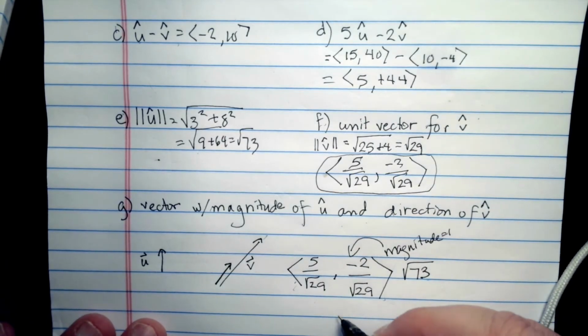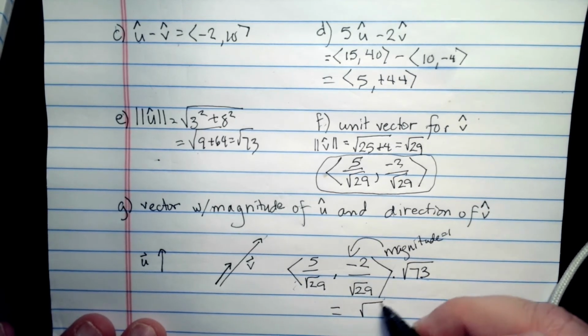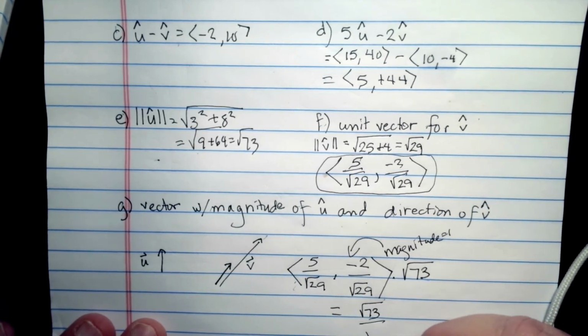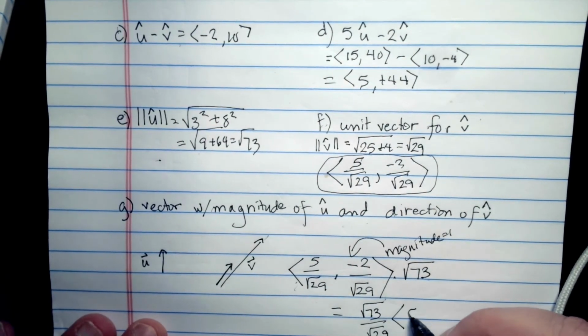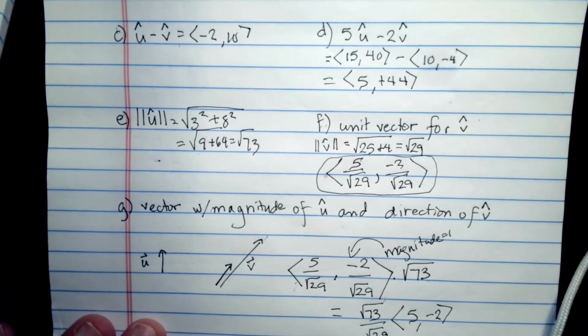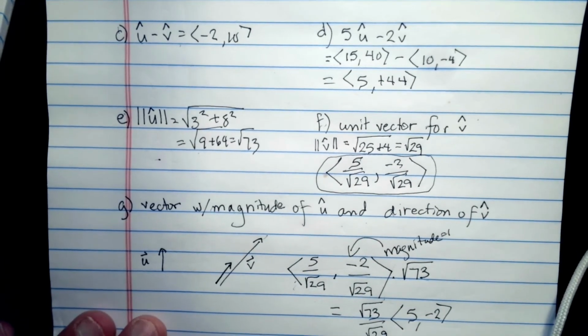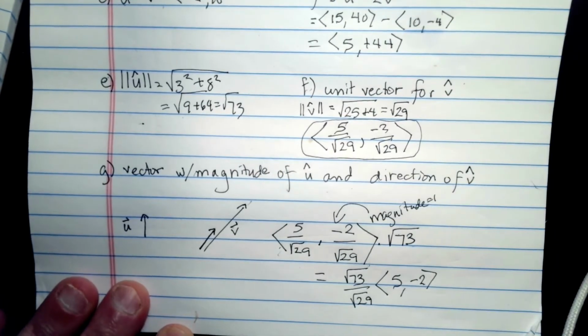Alright, so I think I'm actually going to write it this way: root 73 over root 29 times 5, negative 2, because that involves a little bit less writing than if I put a root 73 here and a root 73 there.